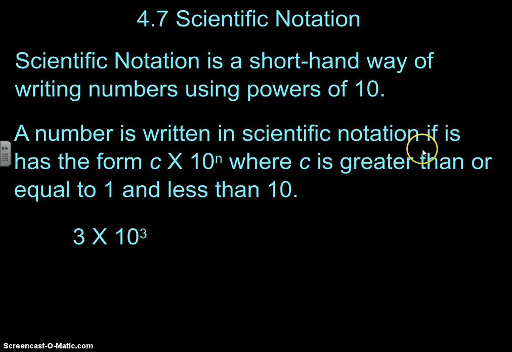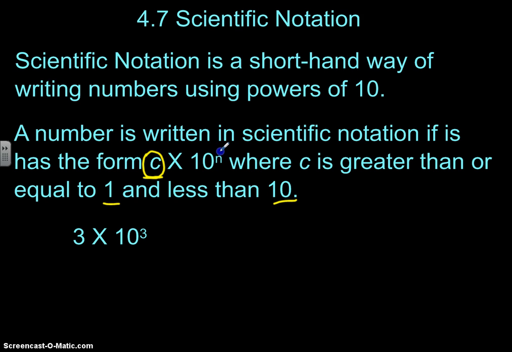A number is written in scientific notation if it has the form C times 10 to the n power. Okay, now C, this is C. Let me see if I can get a pen, see if it's going to work for me today. Okay, C, well, let's get yellow. C is a number that is greater than or equal to 1 and less than 10. So I like to say it's in between 1 and 10. It can't be 10, but it can be 1. So this number, to be in scientific notation, has to be in between 1 and 10.